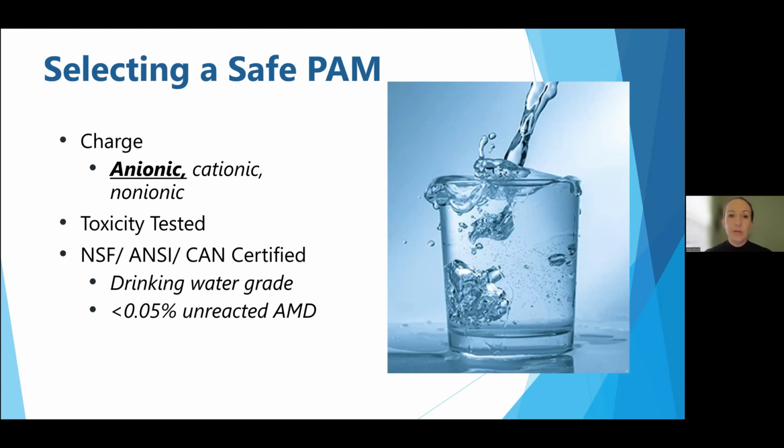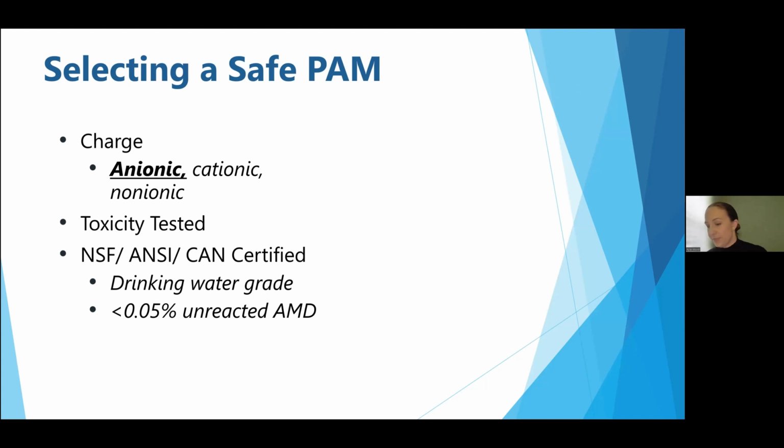The other thing we want to use is a really high grade, high quality PAM. The polymers that we use for our stormwater treatment are the same ones that are used for drinking water. So those polymers will have an NSF Standard 60 drinking water certification, so that we know that it's a very pure, high quality polymer. I mentioned the toxicity testing as being something that's important to have available.